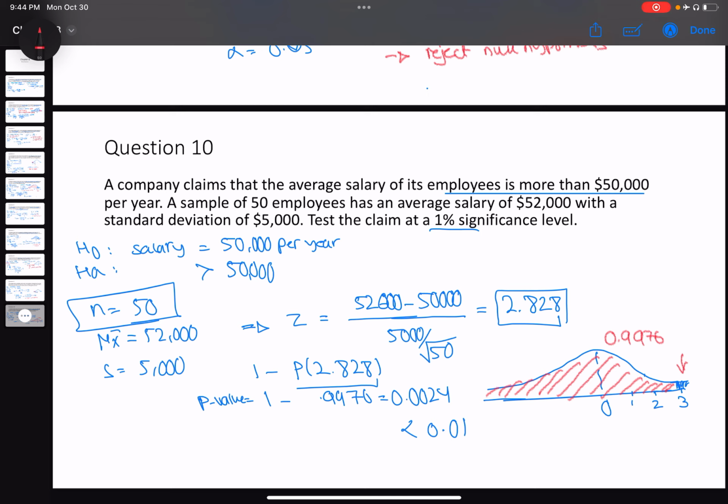Therefore, we have significant evidence to reject the null hypothesis. We can claim the alternative hypothesis, claiming the average salary of employees being more than 50,000 per year, is supported.